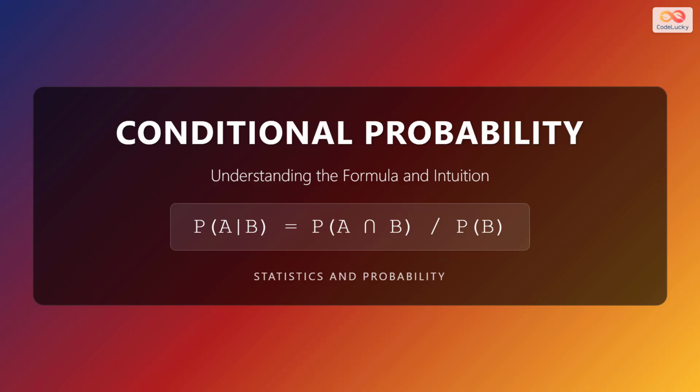Welcome. Today we are going to master the conditional probability formula. This is a fundamental concept in statistics that helps us understand how the probability of an event changes when we have new information. The formula states that the probability of A given B is equal to the probability of A and B divided by the probability of B.